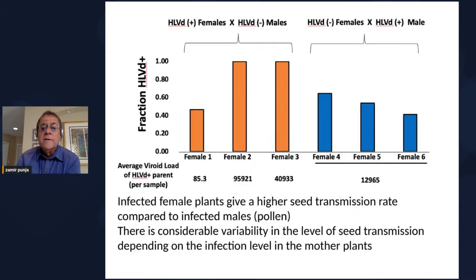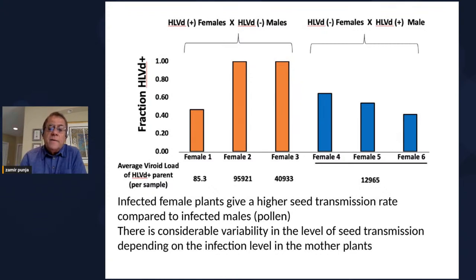inside the seed. And they shared this data with me to show you that, depending on the mother plant or the female plant, as you see here, all of them have a high proportion of seeds that have hop latent viroid in them, as well as situations where the male plant was infected and produced infected pollen. Also, a lot of the seeds had hop latent viroid in them. So the differences you see here between one mother plant and the next are probably due to the viral load, or the load of the viroid in the plant. So it does vary quite a bit.